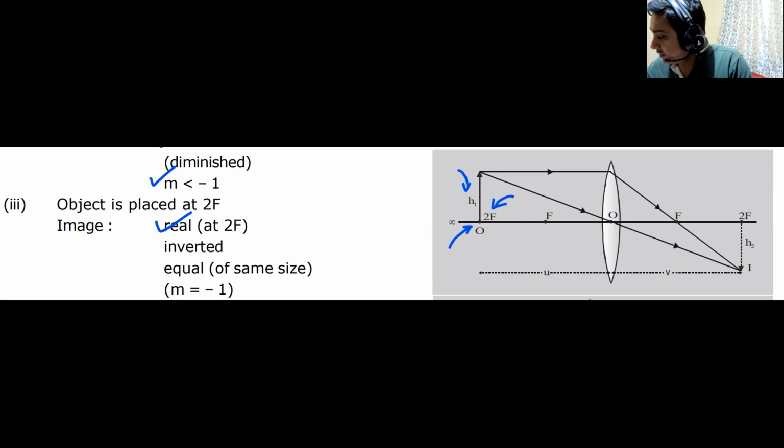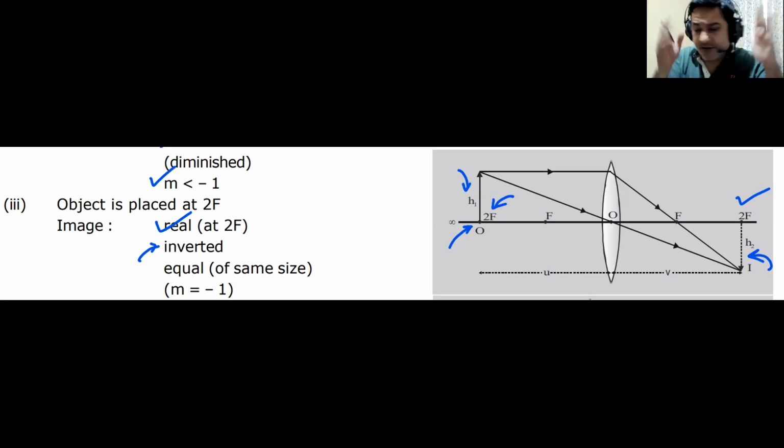The image is real. The image is inverted and it is exactly at 2F. The object is placed at 2F on the left hand side, which is 2 times the focal length of the first principal focus. The image is formed at 2F on the other side. The image is at the same distance, therefore it is of the same size and magnification is -1. Again, you see the same thing. As we are moving from infinity towards the lens, the image is getting bigger. Do you see the resemblance?